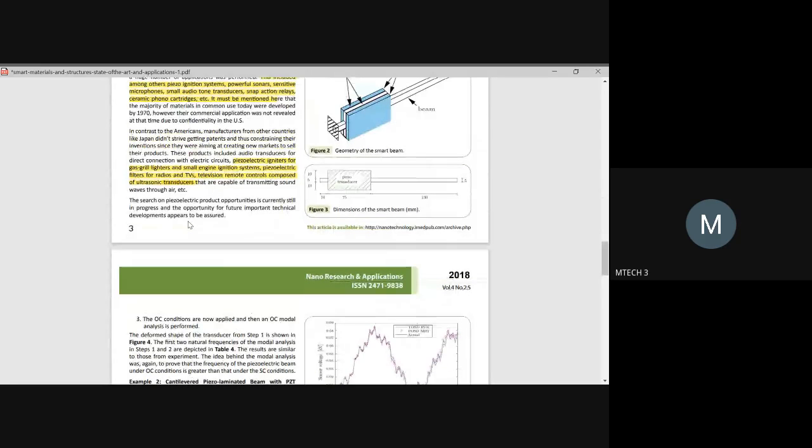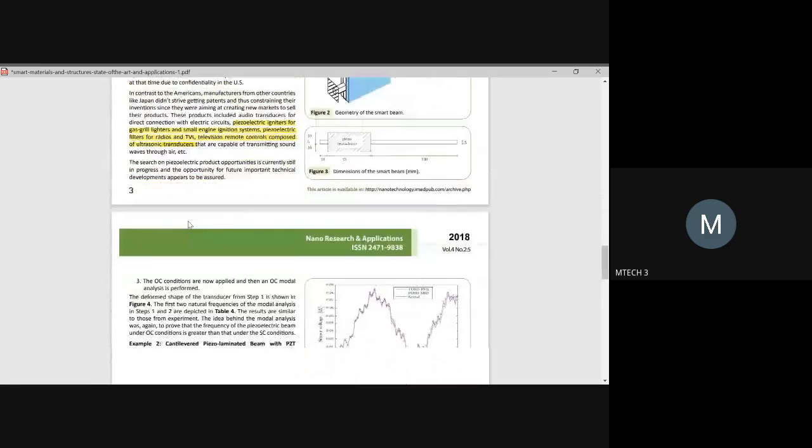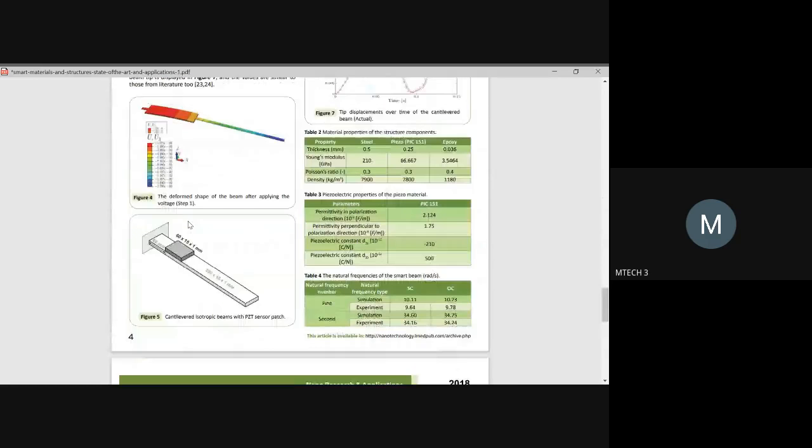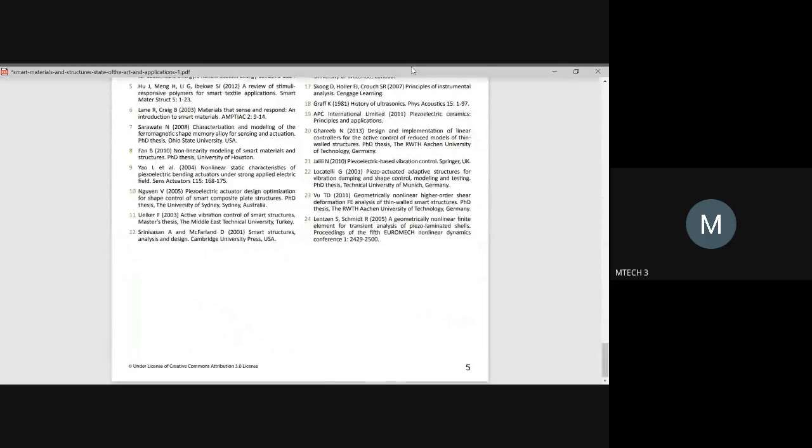So this they have checked with a simple cantilever beam structure, both experimentally and analytically. So this is about the paper. Now this is done from my end. Now it's your turn to speak, one by one.